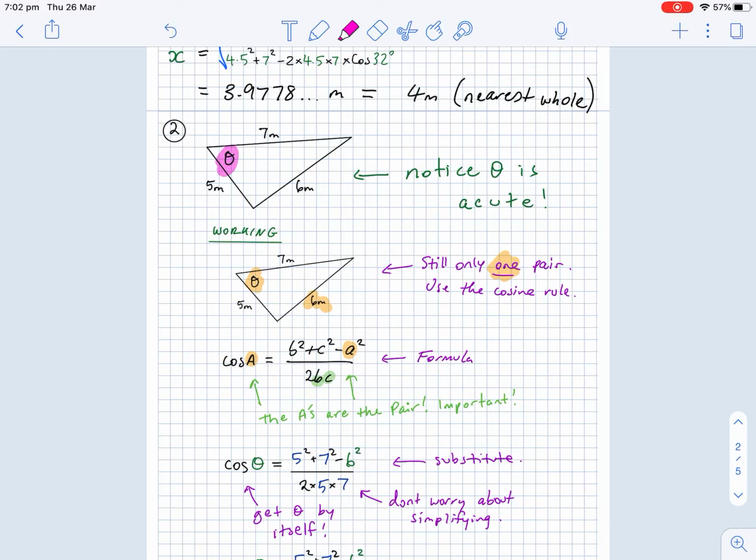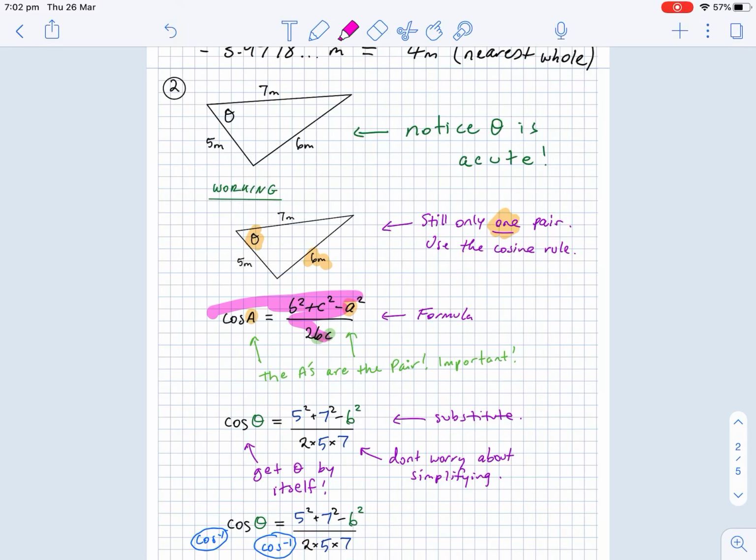We've got to find this acute angle here. You'll notice that it's definitely an acute angle, so it needs to be less than 90 degrees. You need to make sure that's the case. We've got our 1 pair, and there's no other pairs, so we use the cosine rule. When you're finding an angle, you use this formula. And we've got our pair here, our A and our A. So this is what these 2 things have got to change to, our little a and our capital A. Capital A is the angle, which is our theta.